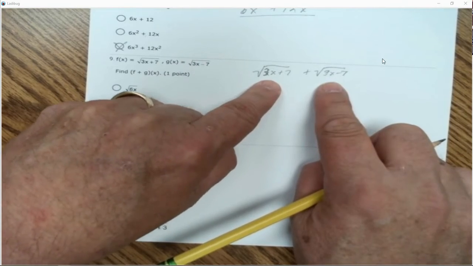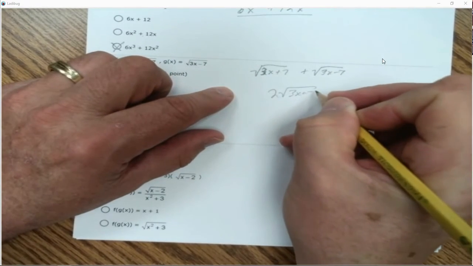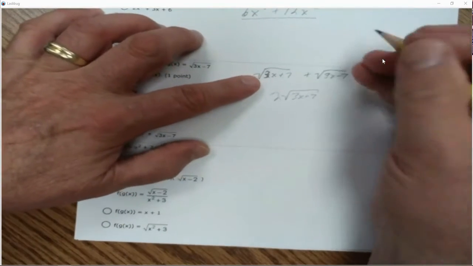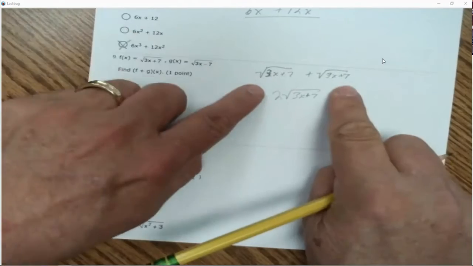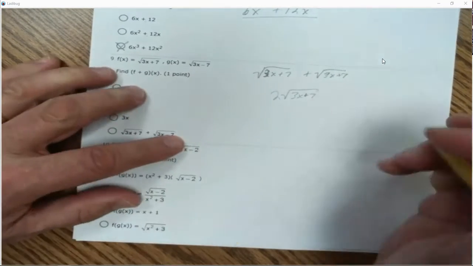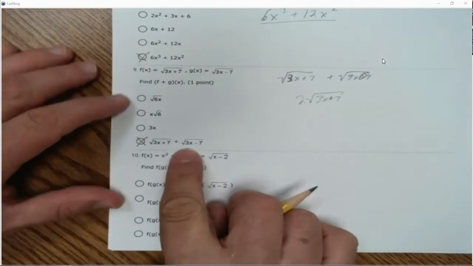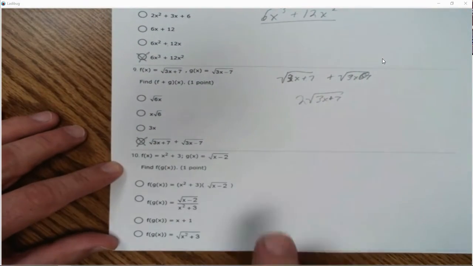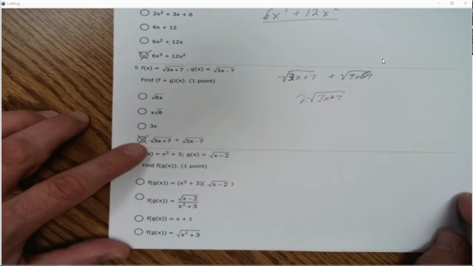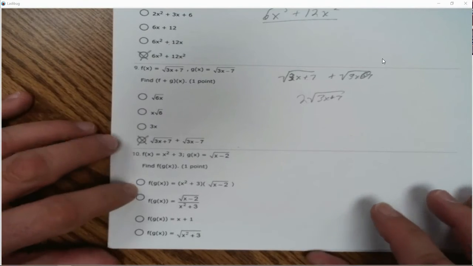We can't say this is like 2 3x plus 7s or 3x zeros, can't combine those because they're not the same. If this was a plus, we could say, yes, I have 2 times 3x plus 7 because I have 2 of them. But that's not the case. This one is not a plus. So there's no simplifying that. There's no way to simplify it. It's just 3x plus 7 plus 3x minus 7. Square root of both of those. Square root of 3x plus 7 plus the square root of 3x minus 7. That's as far as it simplifies.